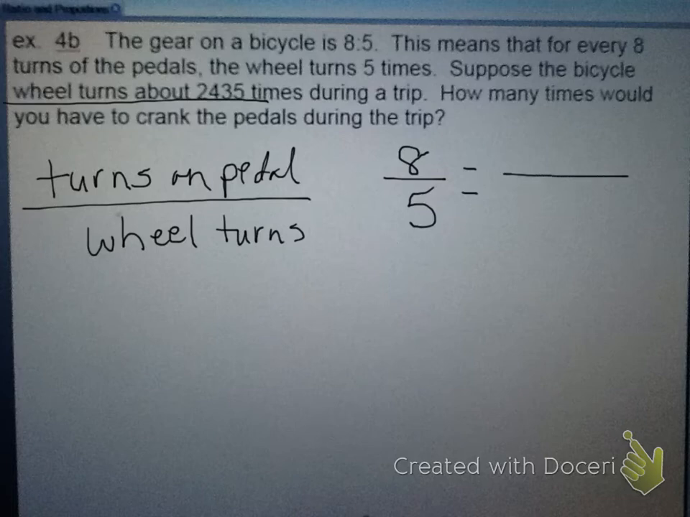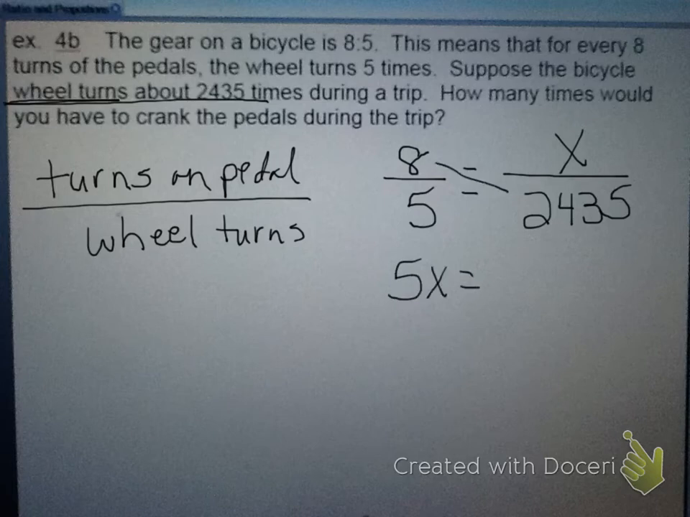So where does the 2,435 go? It goes in the bottom because that's the wheel turns. So again, if you don't have this formula, you're not going to know where to put the 2,435, on the top or the bottom. Cross multiply. 5 times x is 5x is equal. We're going to go to the side. I am going to use a calculator to multiply that. And I get 19,480.